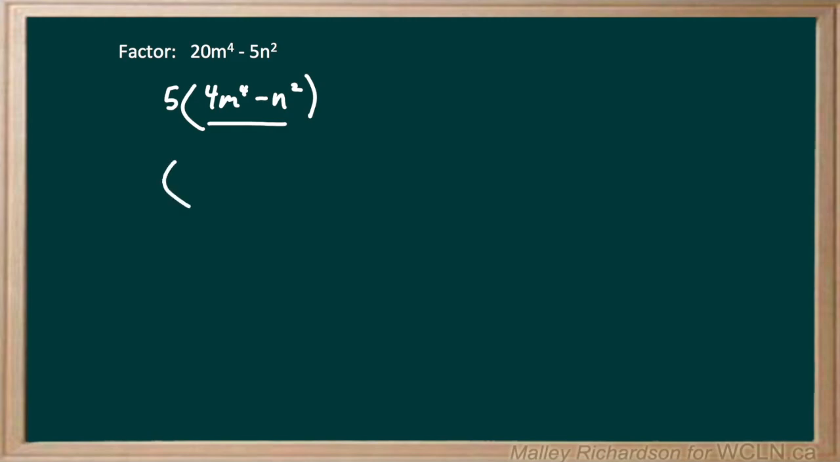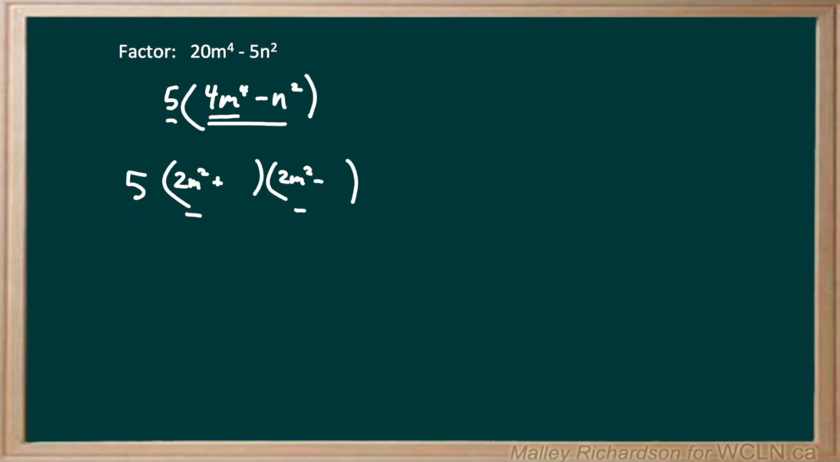So let's set this up by having two different sets of brackets, and we can't forget our coefficient of 5 out front. Our first term in our brackets is going to be our first term taking the square root. So the square root of 4m to the 4 is 2m squared. So we'll write that in both brackets. Now we have to add one bracket and subtract the other. So we'll add an addition sign to our first bracket and then a subtracting sign to our second bracket.